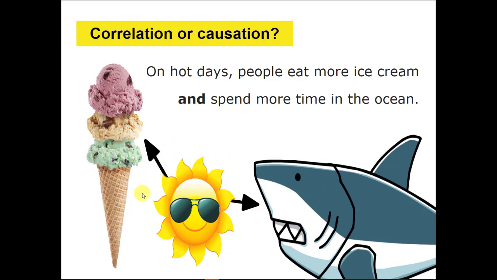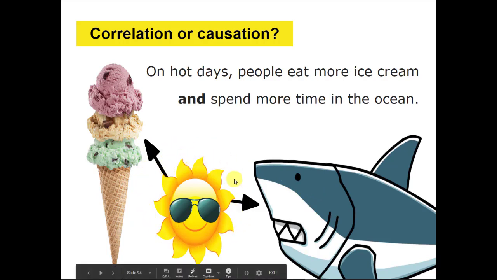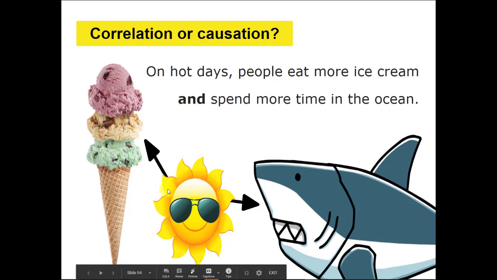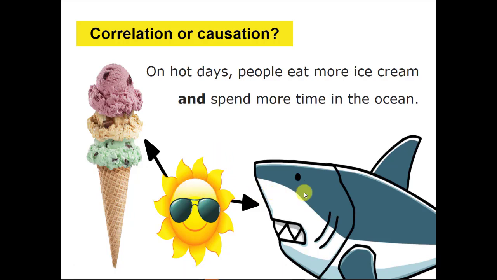But what's really happening is that there is this third variable, the heat, the sun. More people are going to the beach and getting into the water, and it's hotter, so they might want more ice cream. There is another factor that might be involved in the relationship, but that other variable isn't necessarily causal either. Just because it's hot doesn't mean you're going to get attacked by a shark. And just because it's hot, you're not necessarily going to eat ice cream. So there can be many things contributing to this.